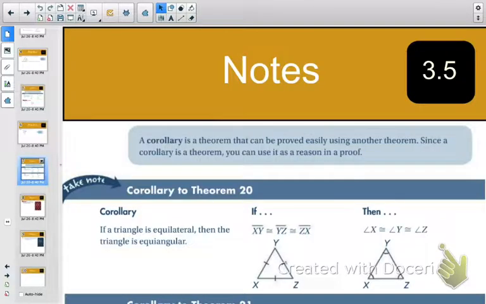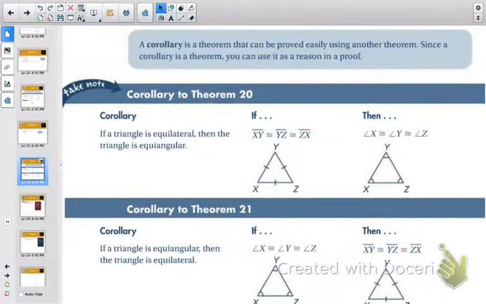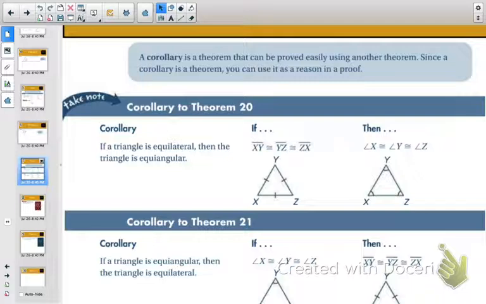Okay. And then we have a couple of corollaries. A corollary is basically a simpler theorem, or a theorem that can be proved easily using another theorem. So it's a very similar theorem to one we just did. So for example, the corollary to theorem 20. Theorem 20 was the isosceles triangle theorem.